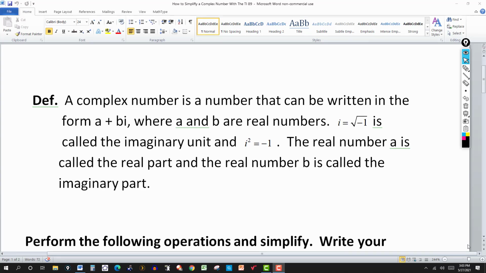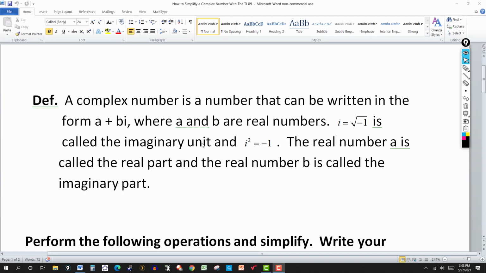In this video, we're going to look at how to perform some mathematical operations on complex numbers. Just to remind you, here's a definition. A complex number is a number that can be written in the form a plus bi. This is your standard form, where a and b are real numbers. And of course, i, which is equal to the square root of -1, that's what makes it imaginary, is called the imaginary unit. And by definition, i squared is equal to -1. The real number a is called the real part, and the real number b is called the imaginary part. That's because it multiplies the imaginary unit.